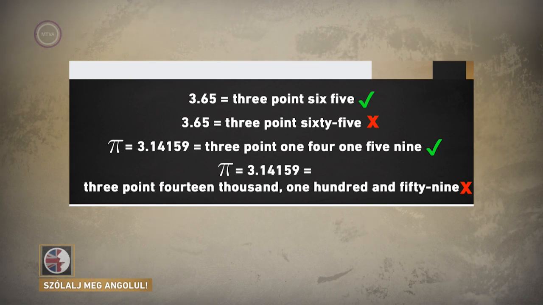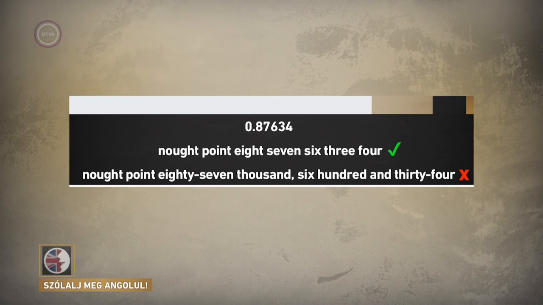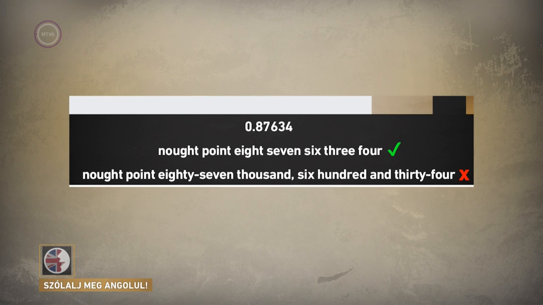So, always remember, we use a decimal point to show that something is less than 1. And after a decimal point, we have to say each number separately. If we're talking about a decimal fraction, or if we're talking about numbers after a decimal point, we always say the numbers after a decimal point as separate numbers. It's 0.87634, not 0.87634. And we say 3.56 billion euros, not 3.56 billion euros.